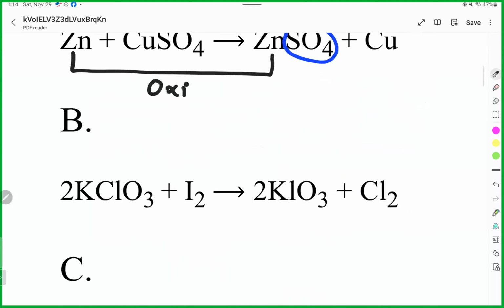Please go slow. Next, Sandhana, is this a redox reaction?